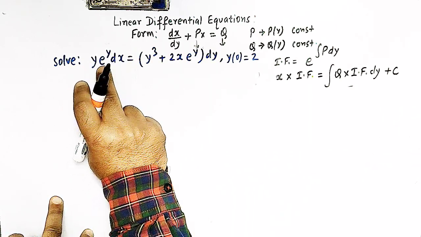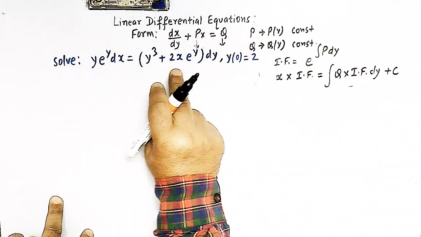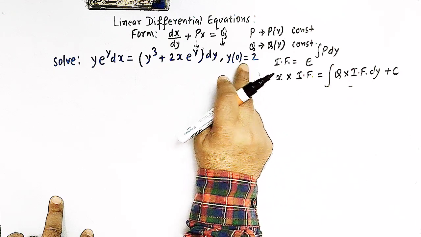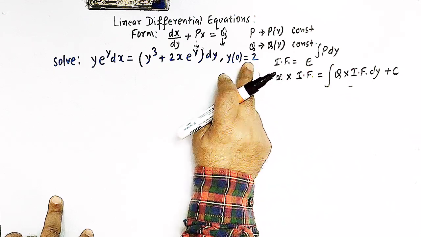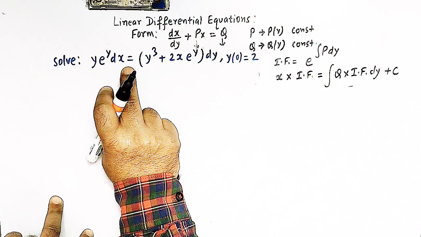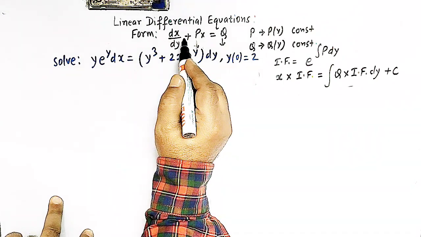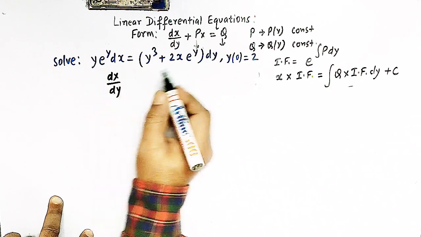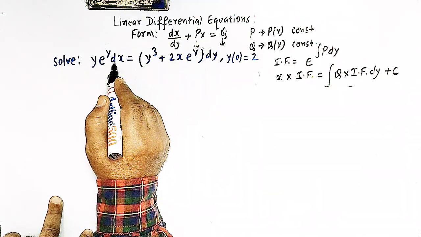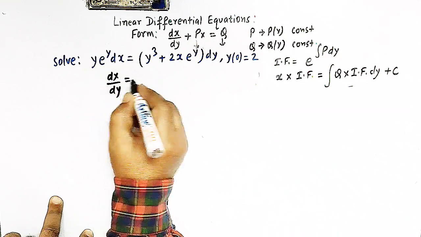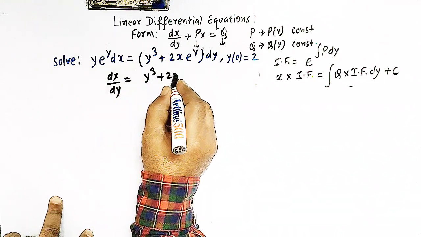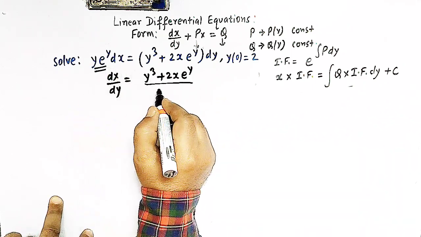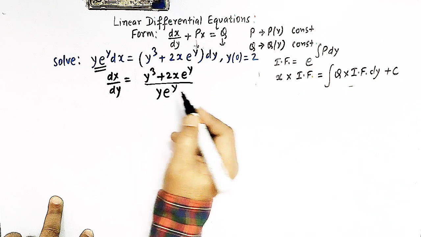Here we have y e raised to y dx is equal to y cube plus 2x e raised to y dy, and y of 0 is equal to 2, right? So let us first try to transform this equation into this form. So what we will do, we'll write here dx over dy, taking dy over this dx, and here we have y cube plus 2x e raised to y, divided by this term, that is y e raised to y, right?